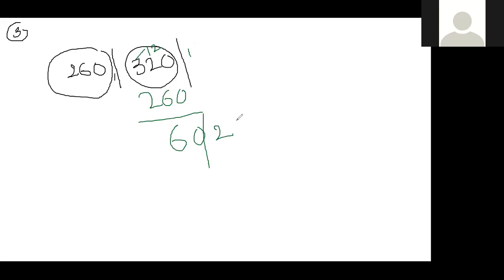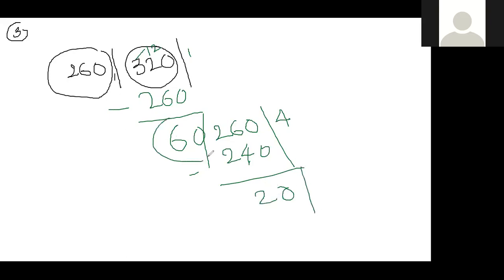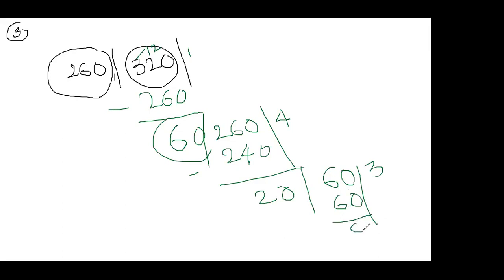Then take this 260 number here, and now read the 60 table. 6 threes are 18, 6 fours are 24. So 6 fours are 240. Yes, and again take the subtraction, like here also the same. 0, 2. Then take this number here. 23s are how much? 60. So here finally you got how much?